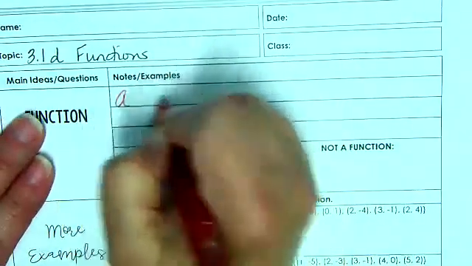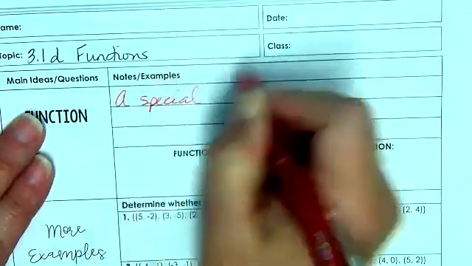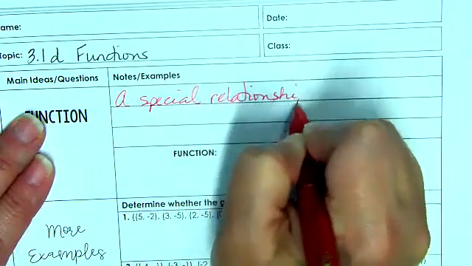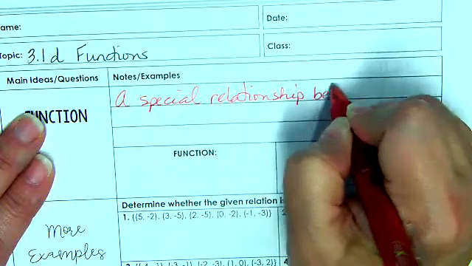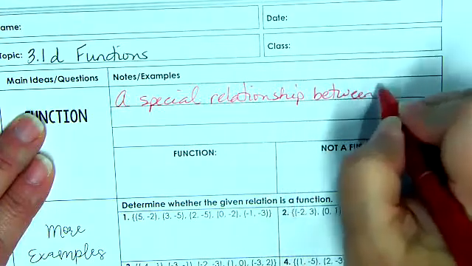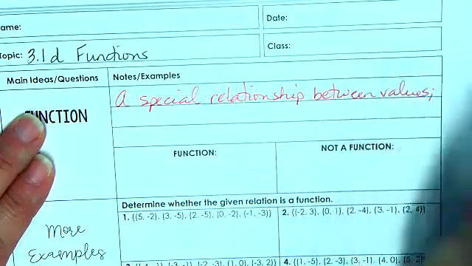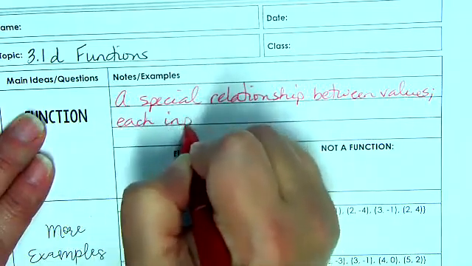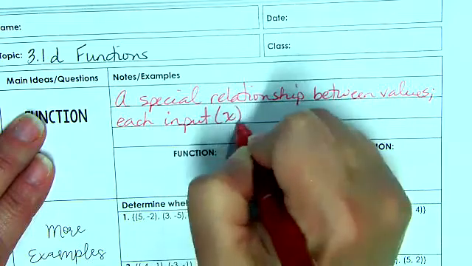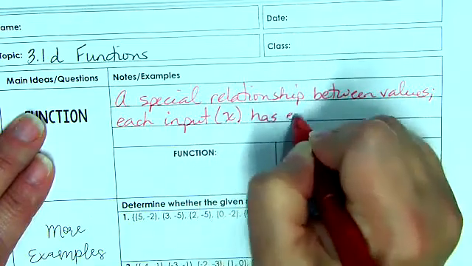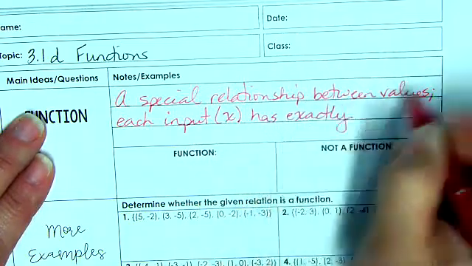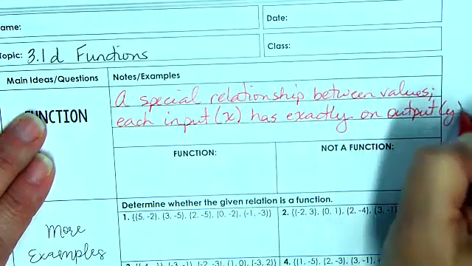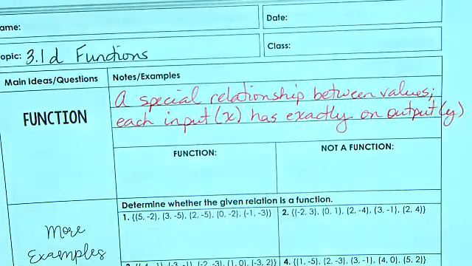So a function is a special relationship between values. Special thing here is each input, which are the x's, has exactly one output, which is y. So this is a statement.